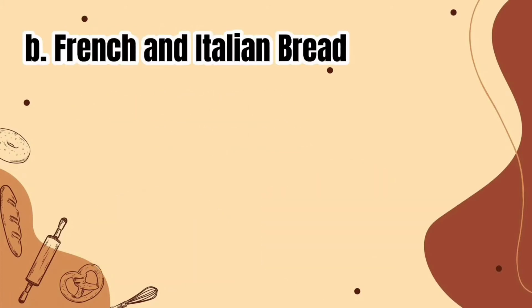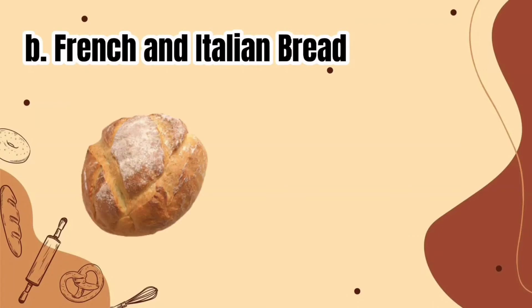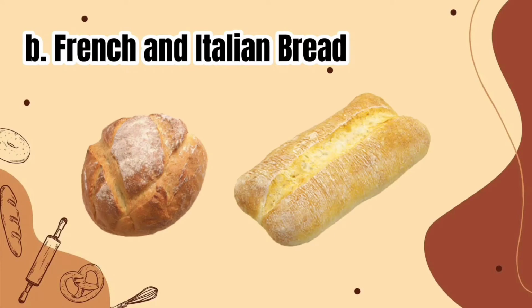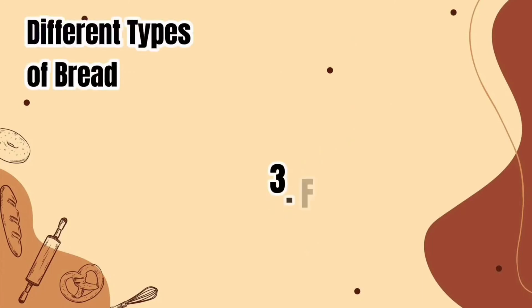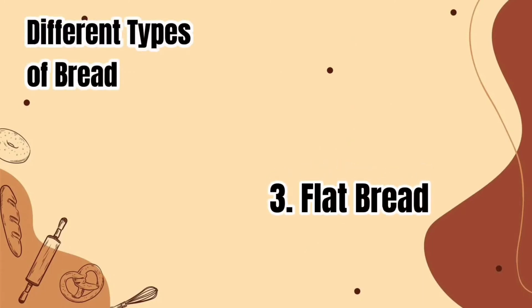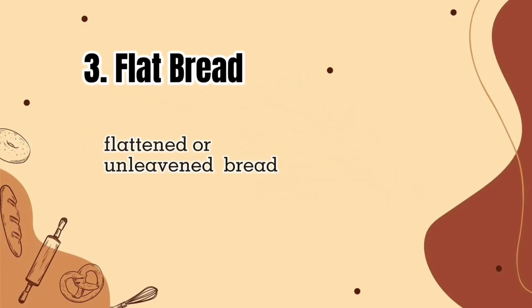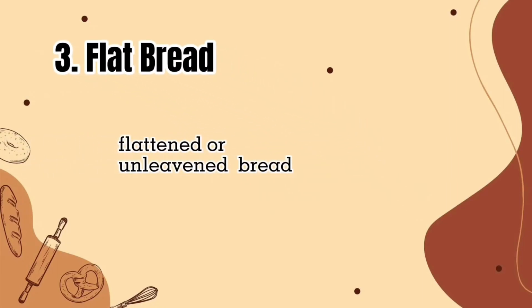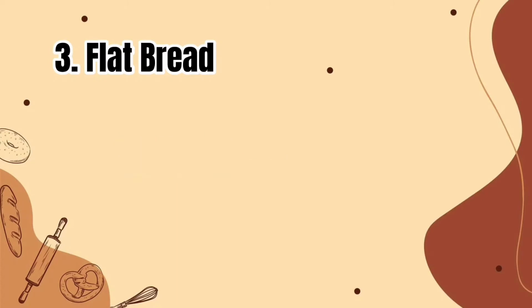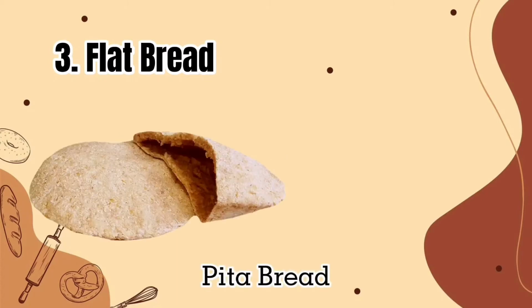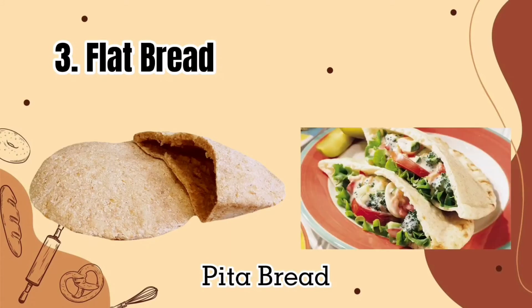Number 2, French and Italian bread. This includes sourdough and ciabatta split horizontally. It works well for grilled sandwiches. The third type of bread is the flatbread. This is made from flattened or unleavened breads. This includes the following. Number 1 is the pita. Pita comes in both white and whole wheat. As the flatbread bakes, it puffs up, forming a pocket that is perfect for stuffing.